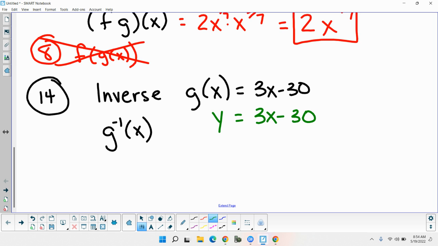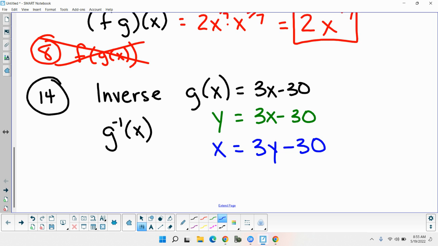And when we did the inverse, what did we do with the x and the y? We just switched them. So we do this as x equals 3y minus 30, and then get y by itself. And that will be the inverse, okay? So whatever function I use, think of that as y equals and then switch them. It could be f, g, doesn't matter.